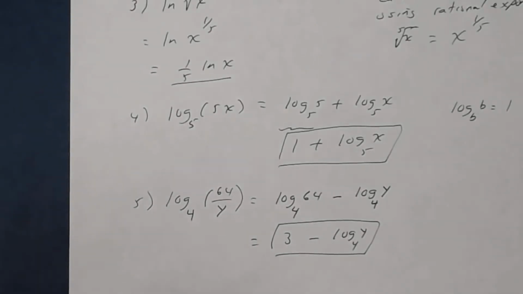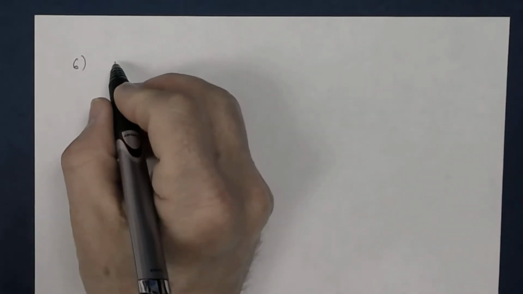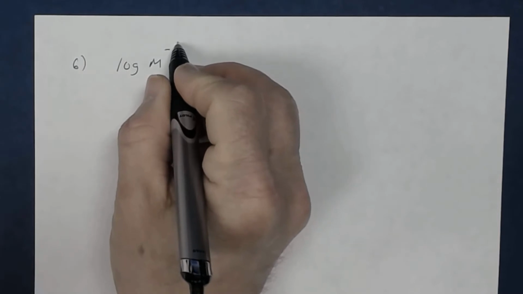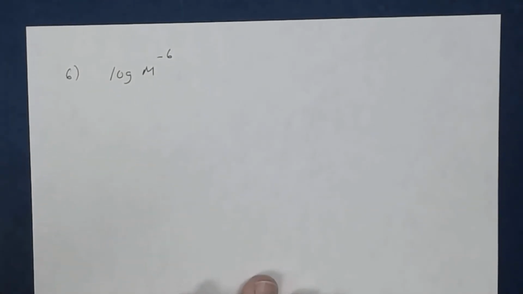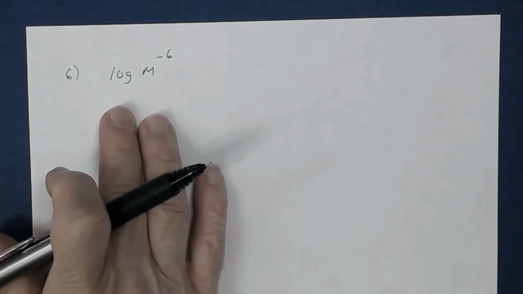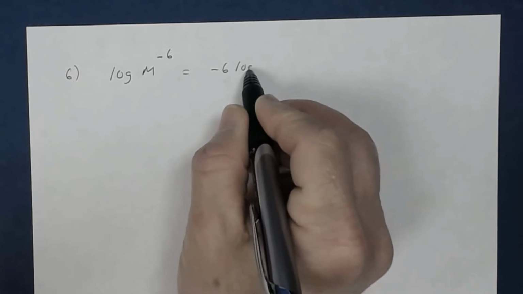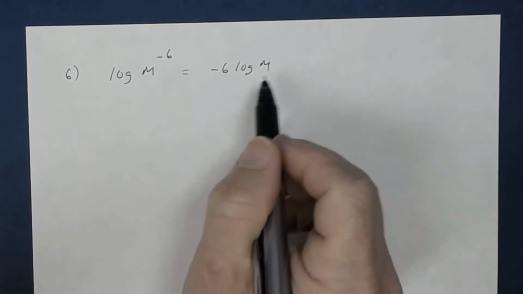All right, let's look at number 6. Let's suppose I had the log of m raised to the negative 6th power. So again, this is easier than the previous two, isn't it? So I'm going to use the power rule. So that's going to be negative 6 times the log of m, and there's nothing you can do with that. You can't simplify that further.